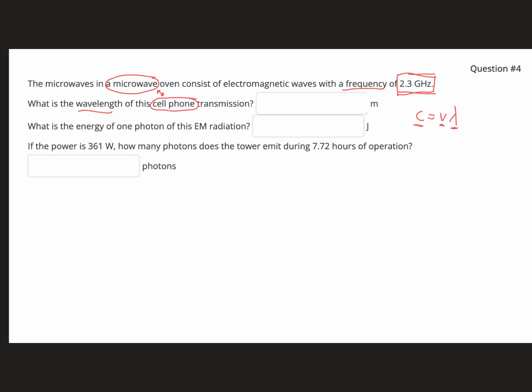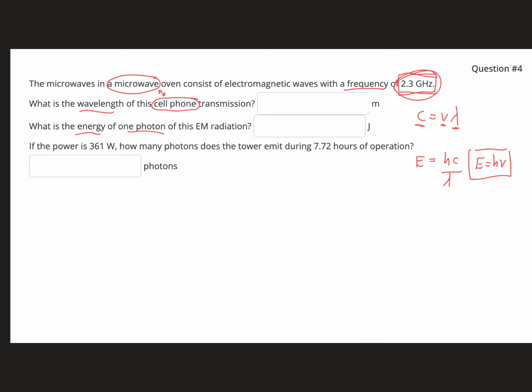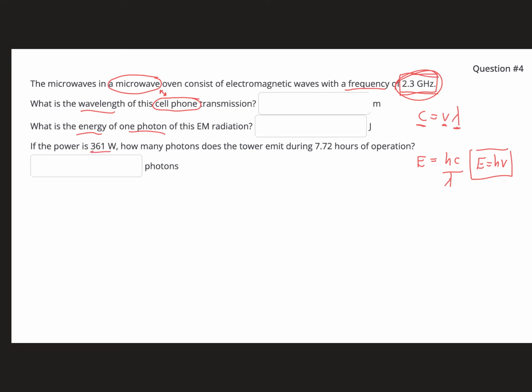And then we're asked to find the energy of 1 photon. So again, we can use that same equation that we used last time. Energy equals Planck's constant, the speed of light over wavelength, or we could just use energy equals Planck's constant times our frequency. We know our frequency, so in this case, this might be the faster calculation. And then the last step, we're asked to find the total number of photons while you're using this microwave or this cell phone. And for that, they tell us that the power is 361 watts.